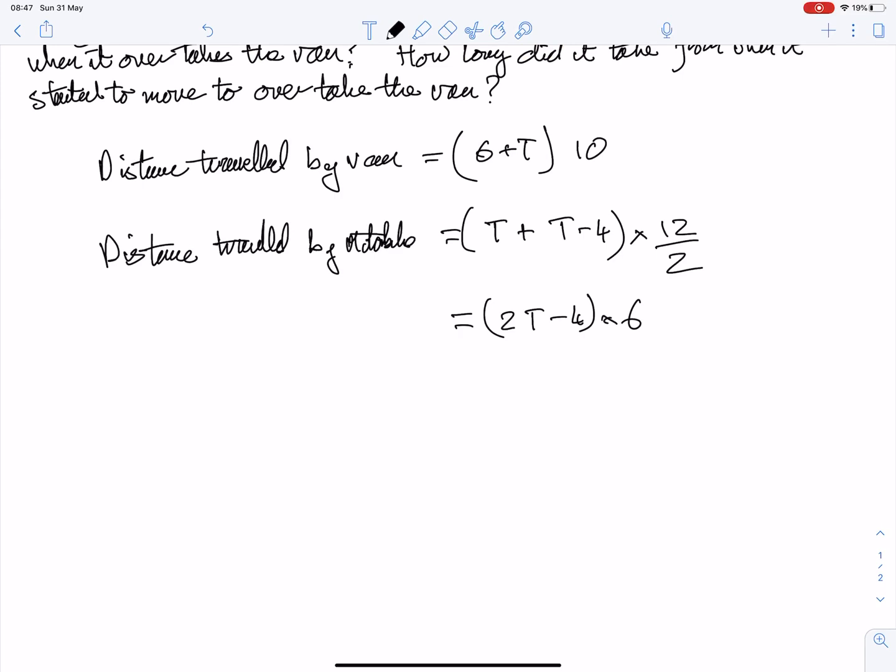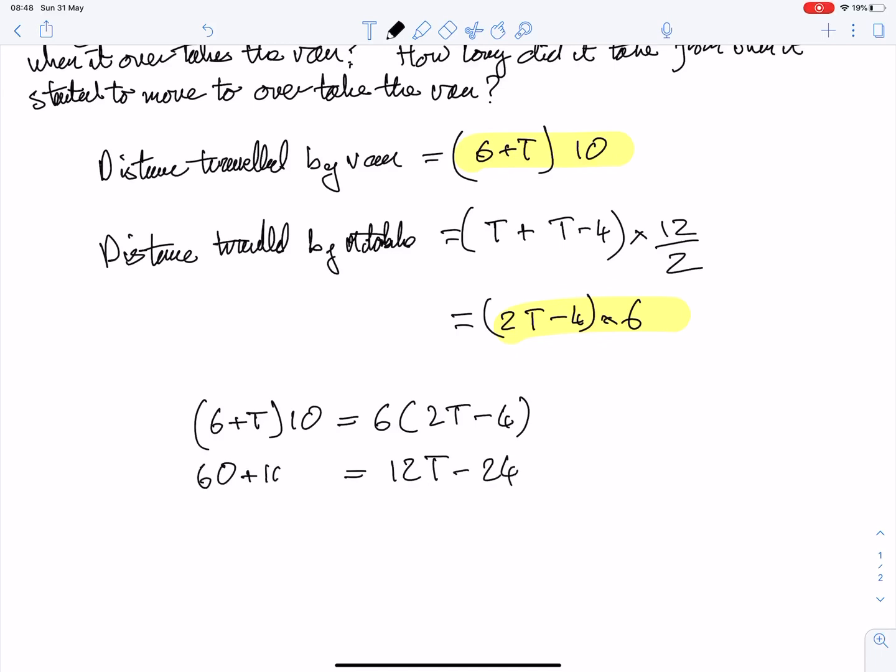Okay, so when they overtake, those two must be equal. That's these two. The distance for the van and the distance for the motorbike travelled must have been the same. So we get 6 plus t times 10 is equal to 6 times 2t minus 4. Expand the brackets, 12t minus 24 is equal to 60 plus 10t. 84 equals 2t, so t equals 41 seconds.